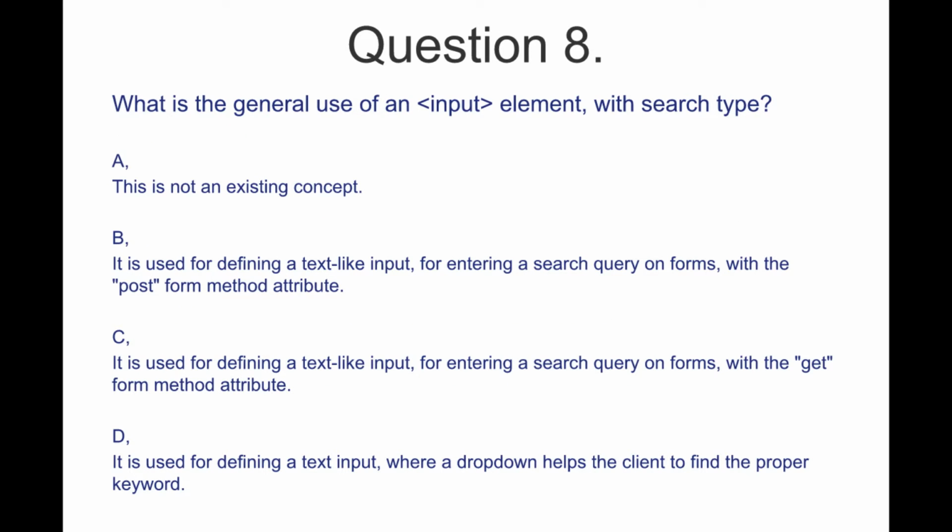Question number 8. What is the general use of an input element with search type? Option A, this is not an existing concept. B, it is used for defining a text-like input for entering a search query on forums with the post form method attribute. C, it is used for defining a text-like input for entering a search query on forums with the get form method attribute. D, it is used for defining a text input where a dropdown helps the client to find the proper keyword. So what does the input element with the type of search, what is it used for?